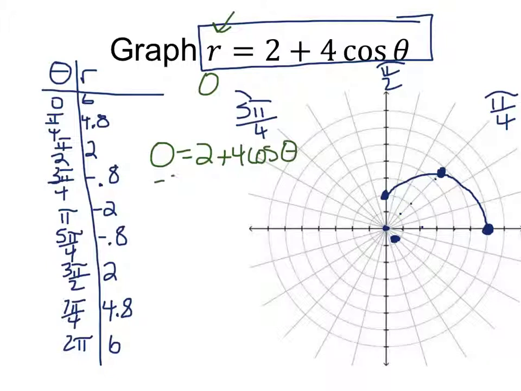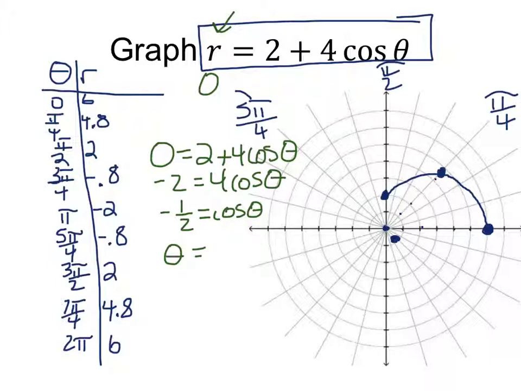I'll subtract 2 from both sides. I get negative 2 equals 4 times the cosine of theta. Divide both sides by 4. I get negative 2 over 4, which is negative 1/2, equals the cosine of theta. And if I think about it, the angle whose cosine value equals negative 1/2 is 2 pi over 3. Remember, 2 pi over 3 is over here, and that's the angle where I get a 0. And so what that tells me is that my polar equation graph is going to go like this. It's going to go through the origin, and then it's going to get to that point there.